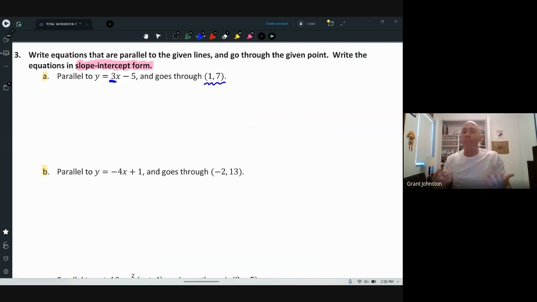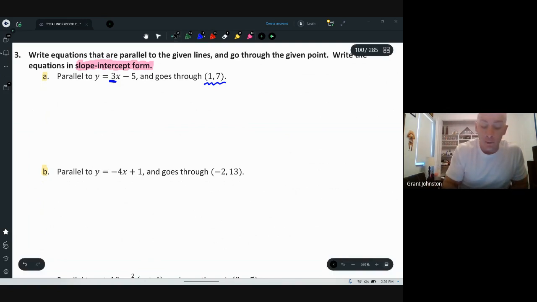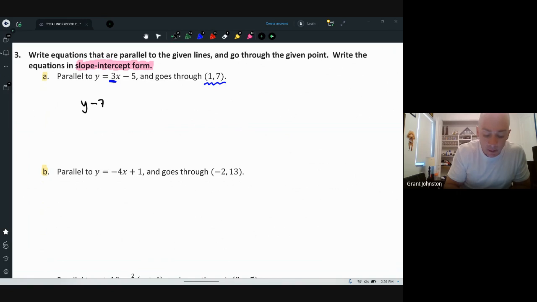So I'm going to write it in point slope form first. I know the question says to write your answer in slope intercept form, but I'm going to write it in point slope form, and then I'm going to convert it into slope intercept form. That's how I'm going to do these problems. And there's a different way, but this is the way I'm going to do these problems. So I'll write it in point slope form first. y minus 7 equals 3 parentheses x minus 1. So I have it in point slope form right now.